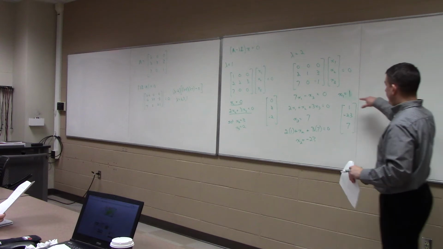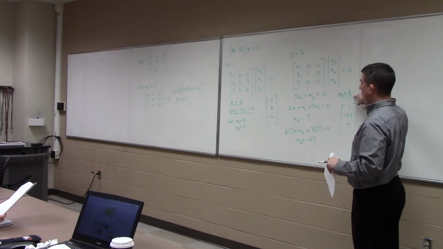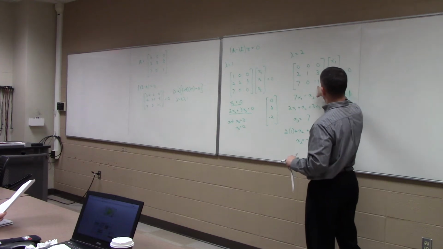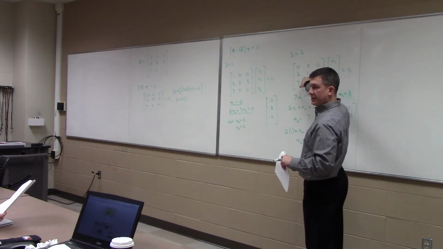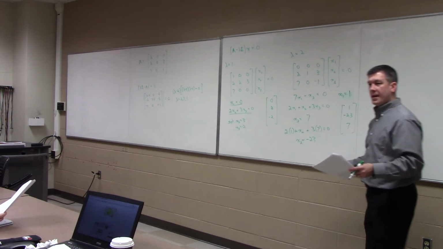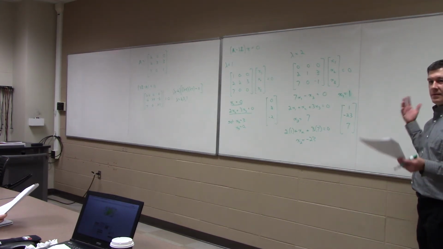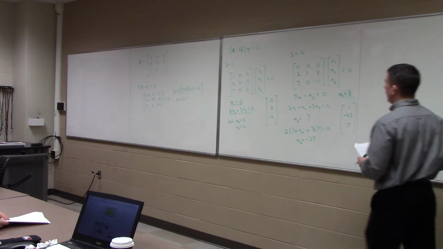So the reason I didn't want to set x1 equal to 0, if I set x1 equal to 0, it would have then forced x3 to be 0, which would have then forced x2 to be 0, and 0, 0, 0 is not an eigenvector, right? That's a null vector. It's nothing. Okay? So they've got to be non-zero.